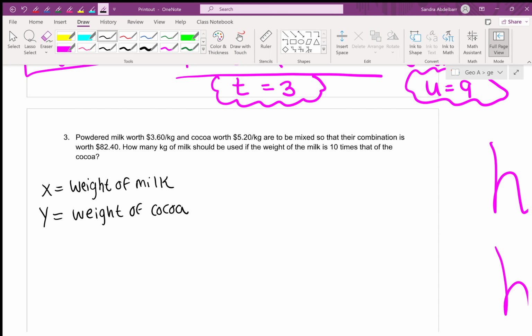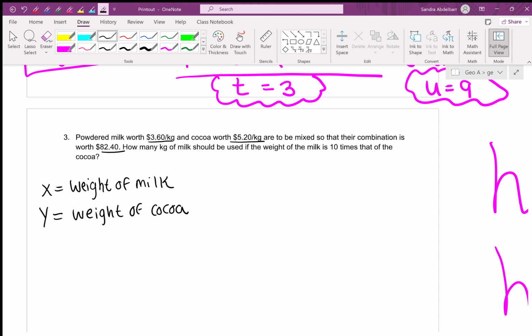I have 2 different variables. Since I have 2 different variables, how many different equations do I need? 2, right? All right, so powdered milk worth $3.60 per kilogram and cocoa worth $5.20 per kilogram are to be mixed, so their combination is worth $82.40. This is my first equation.